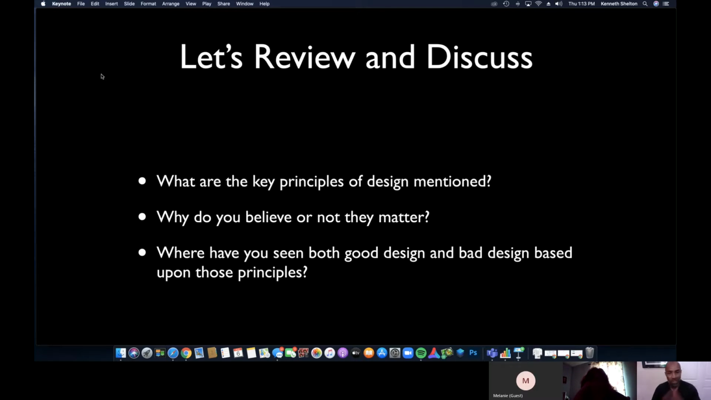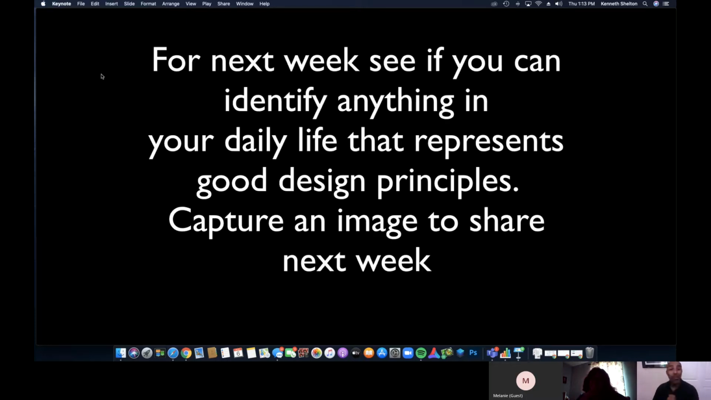So the homework assignment, which, Melinda, maybe I chased everyone off by giving them a homework assignment. Maybe. The homework assignment over the course of this last week was to see if you can identify anything in your daily life that represents good design principles, capture an image and share it next week. So the fact that homework might have chased everyone off kind of validates what I bring up in my keynotes around my staunch resistance to and stance against homework.